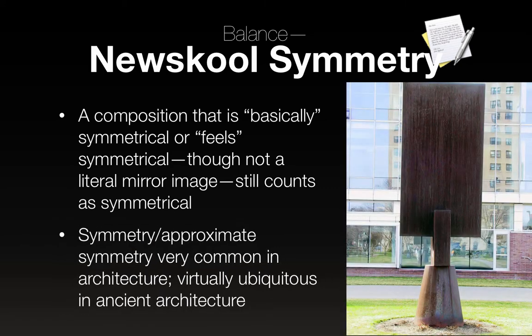Symmetry or approximate symmetry are very common in architecture and virtually ubiquitous in ancient architecture. And here's an example of approximate or new school symmetry, whatever you want to call it. It's not a literal mirror line that you can draw and get an exact duplicate on either side. But if you reduce this into shapes, just think about the foreground as a shape and the background as one shape, you begin to see, once it's flattened into shapes, the compositional symmetry going on.